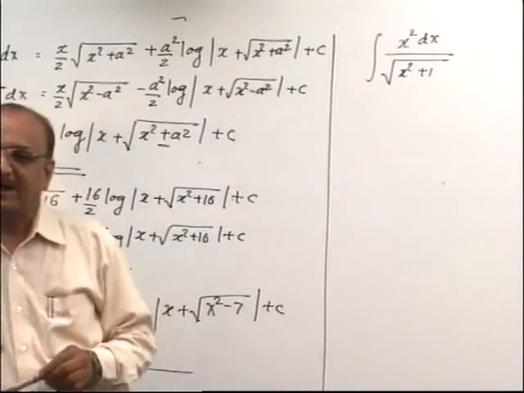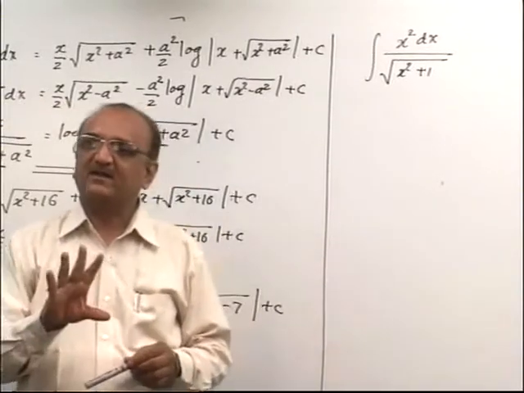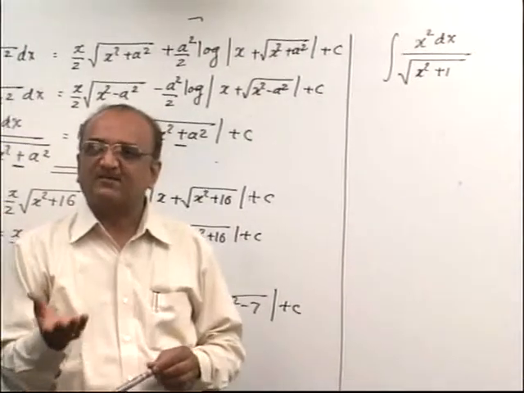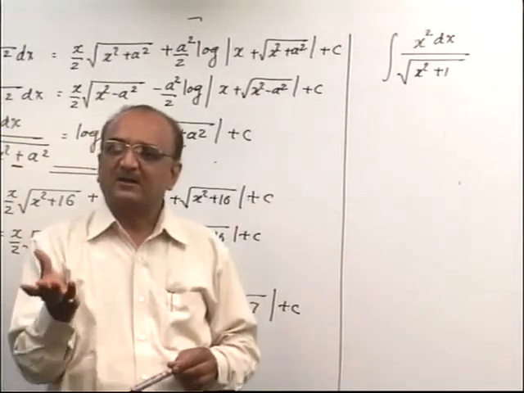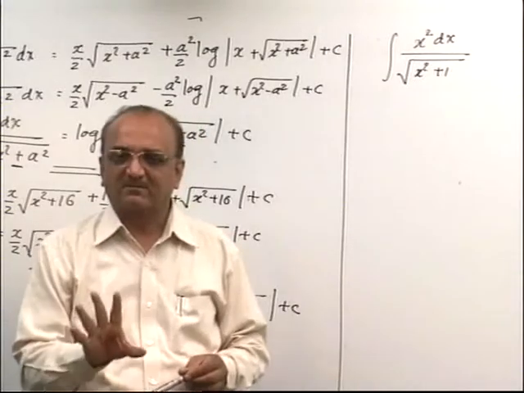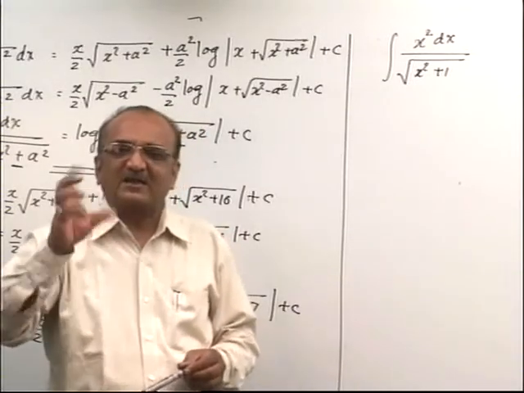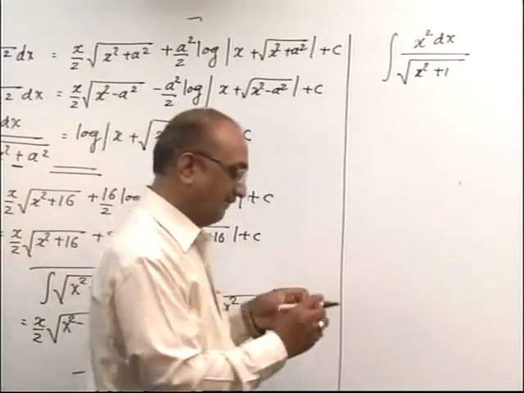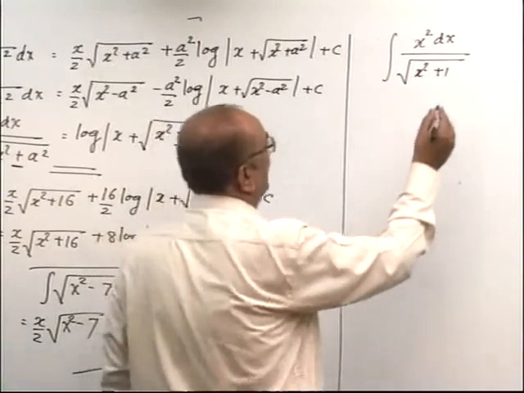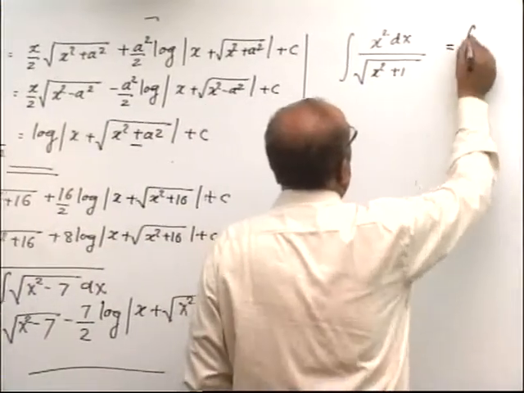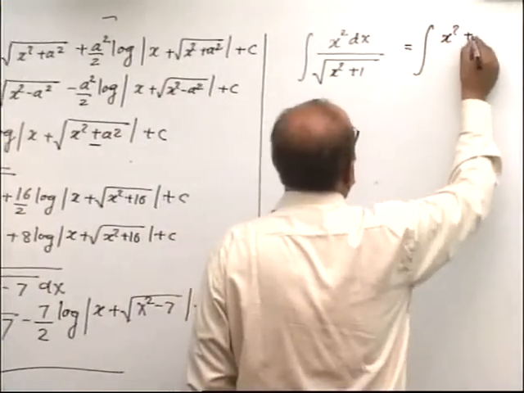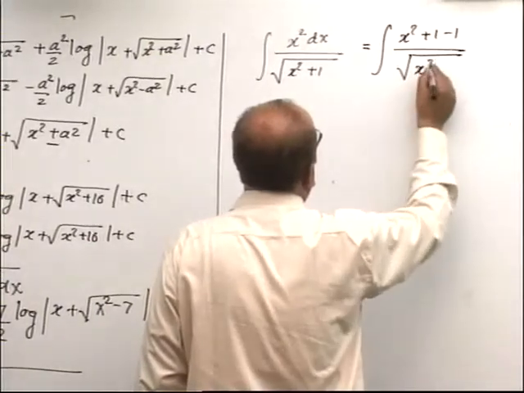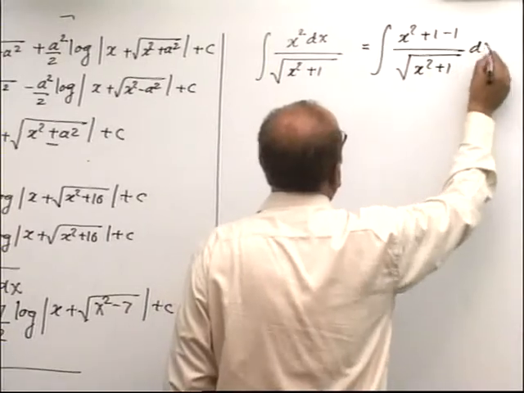See, here we have two functions. One is x square, the other is x square plus 1. Obviously you can judge easily that the x square plus 1 function is higher than x square. You have to adjust the lower according to the higher. This similar logic you can use when the function is algebraic. It is equal to, you can write, integration of x square plus 1 minus 1 upon square root of x square plus 1 dx.